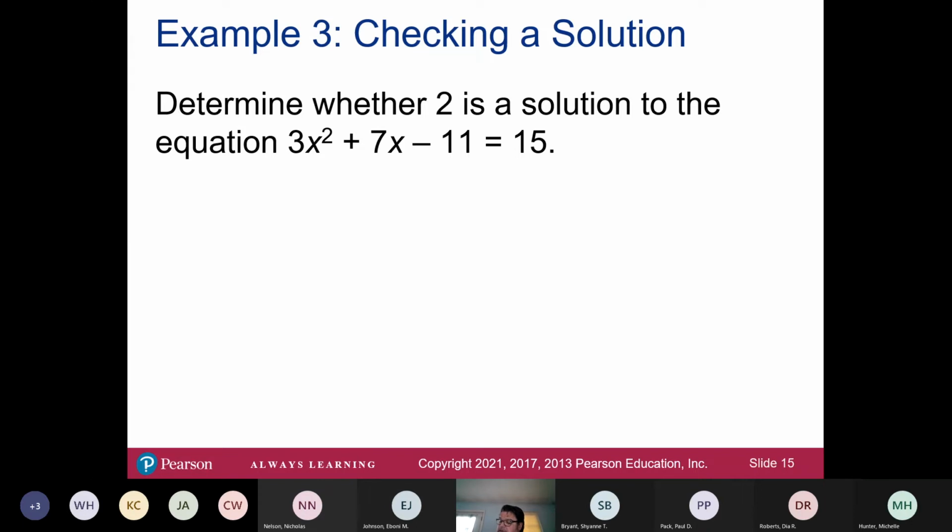There are other reasons besides lessening the confusion. Anybody have any idea why else I use parentheses? Besides decreasing confusion. I'm sorry, what, Mr. Pack? It helps with the order, like how you do things. It helps with the order, yes. That's one of the reasons.